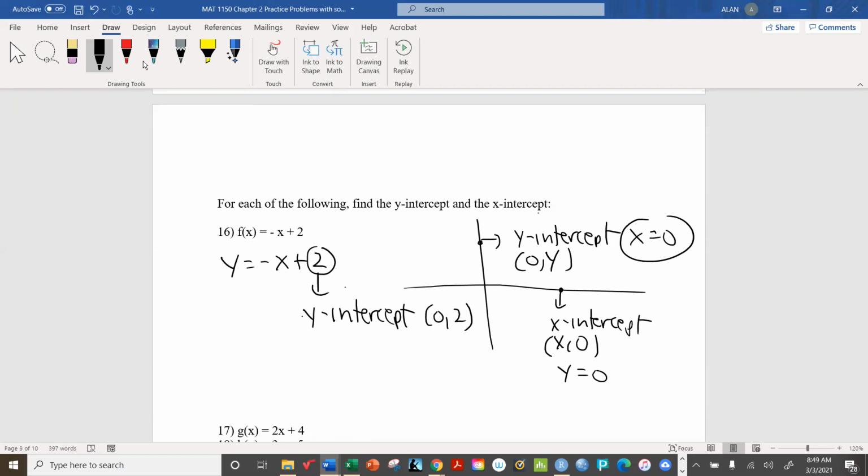What about this one? What about the x-intercept? To get that one, what you actually have to do is simply set this equation equal to 0.